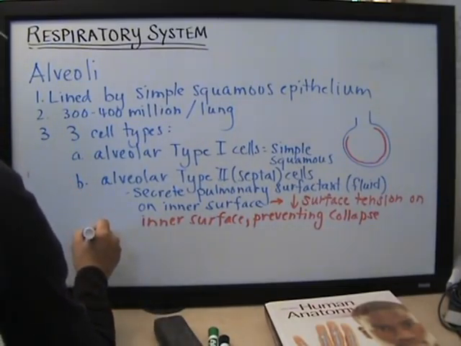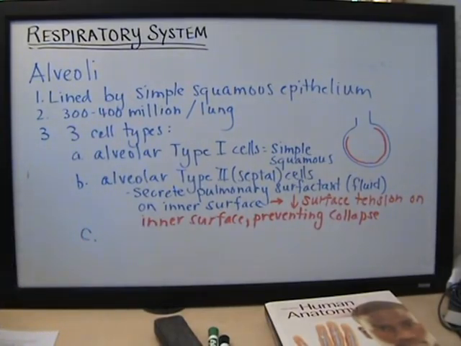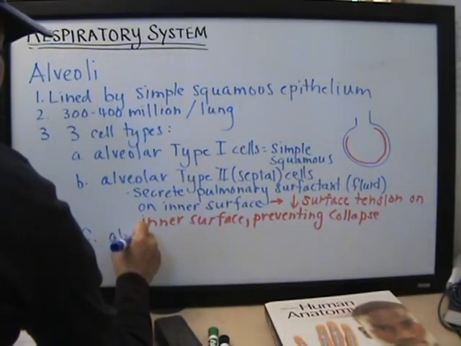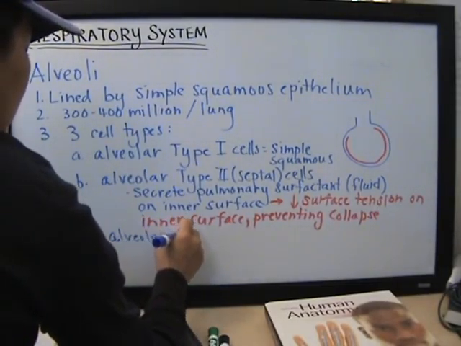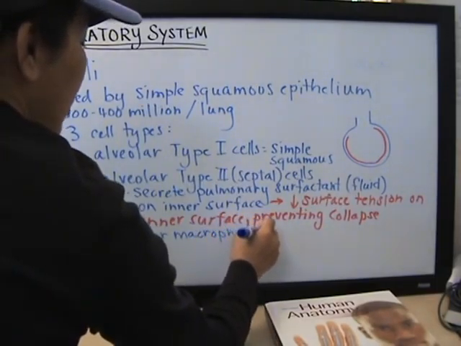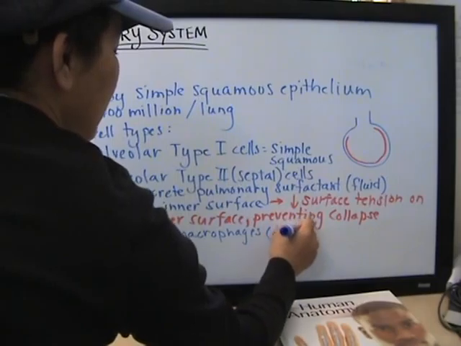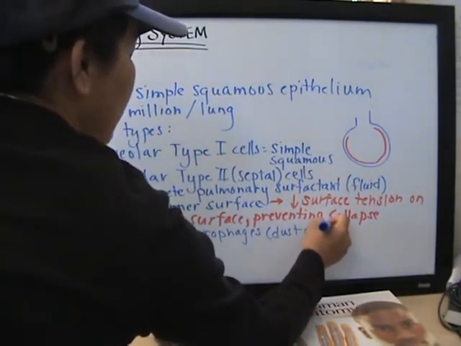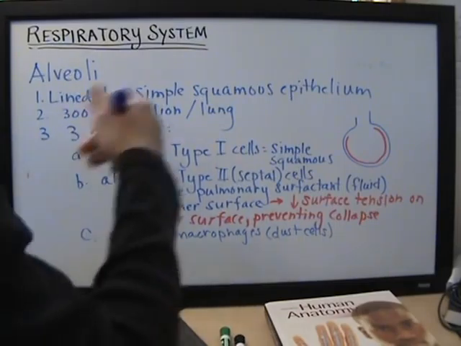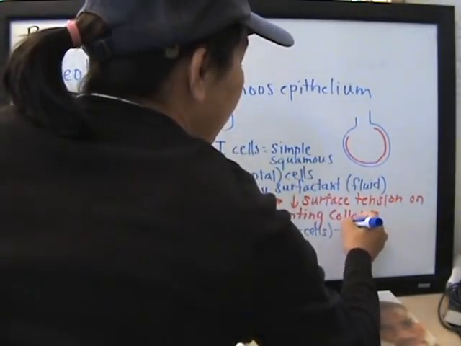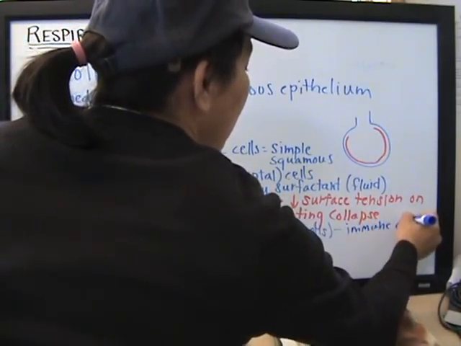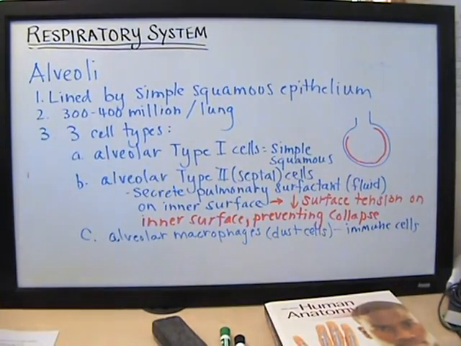The third type of cell found within the alveoli are called alveolar macrophages, sometimes called dust cells. And these are just immune cells that engulf microorganisms or debris. All right.